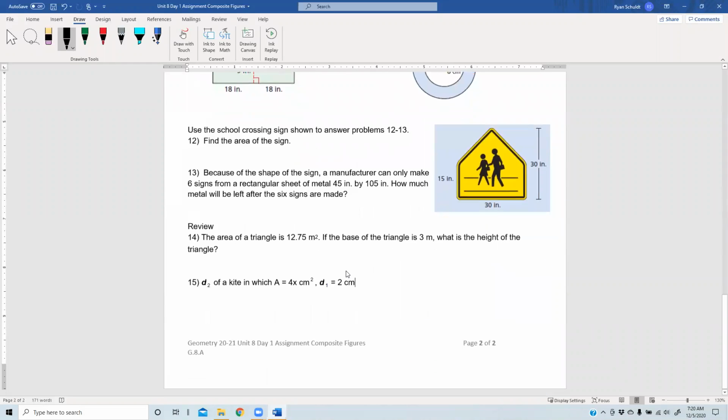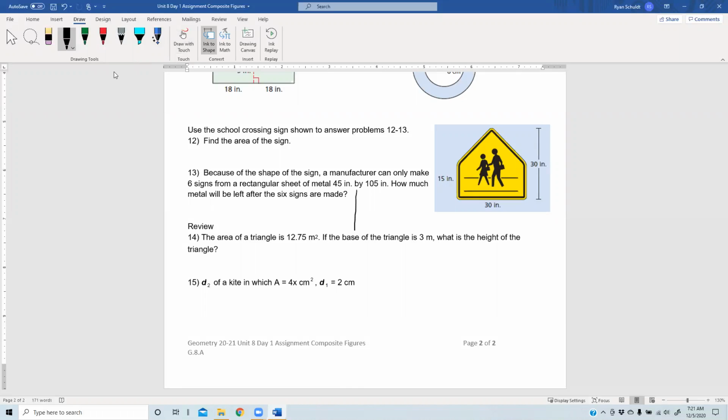Second hint. On 13. Oh, 12, they ask you to find the area of one sign. 13 says they can only make 6 signs from a rectangular sheet of metal. How much metal will be left after making the 6 signs? So let's do a little thought process for a second.